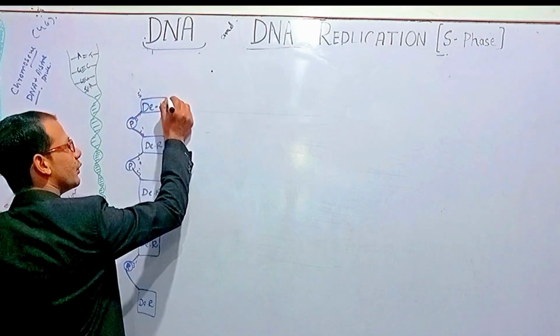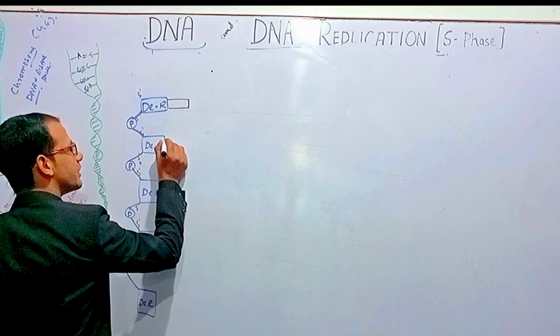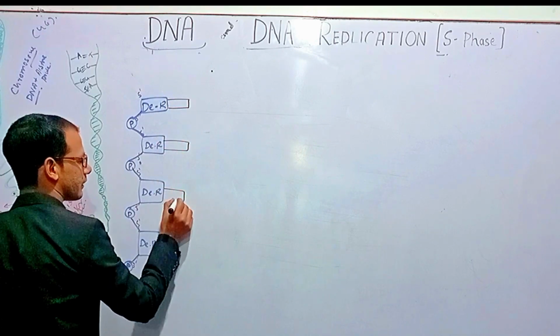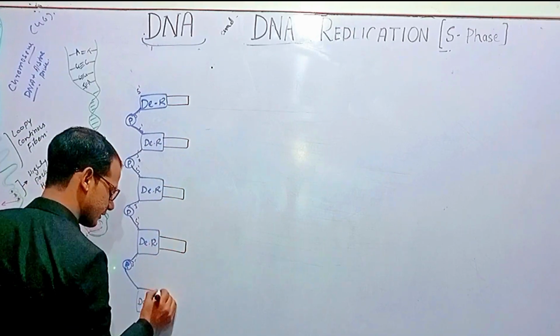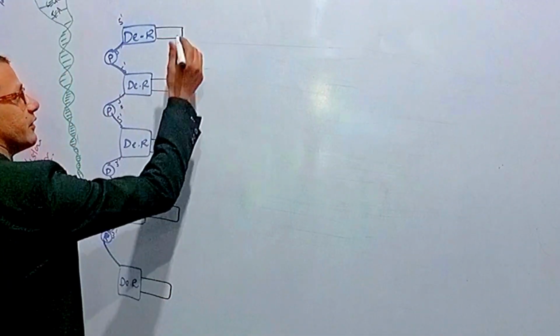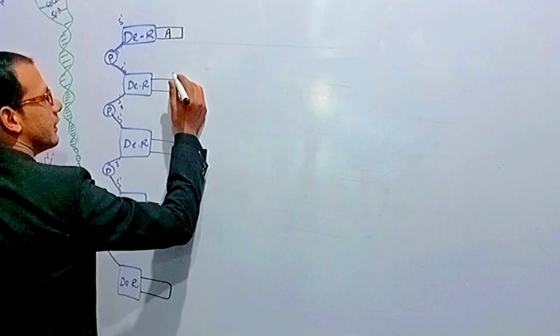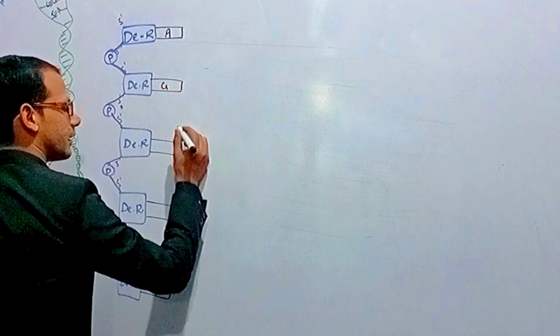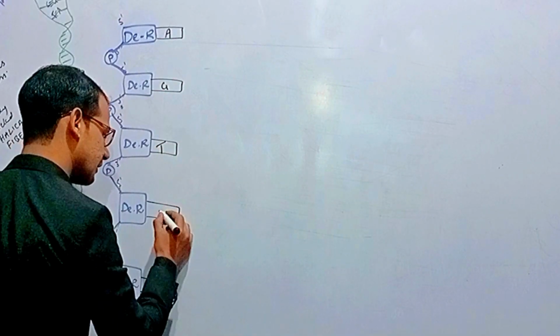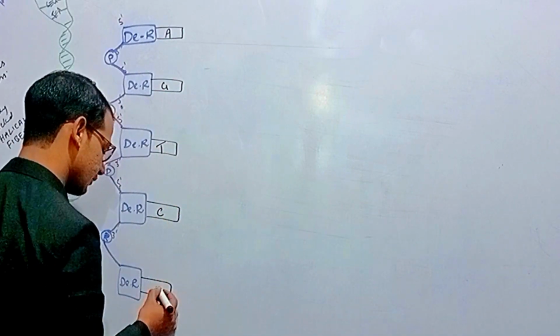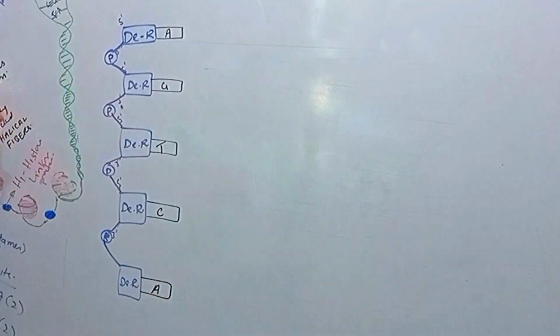For completing, we have nitrogenous base. This is nitrogenous base, right? For example, this is adenine, this is guanine, this is thymine, and this is cytosine. This is also, for example, adenine, right?